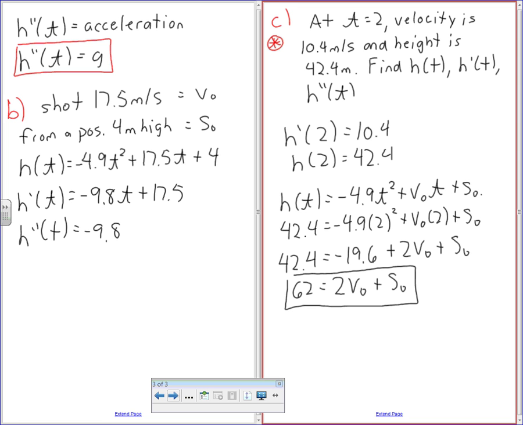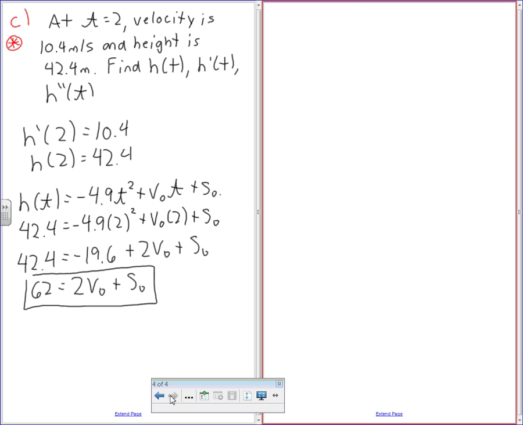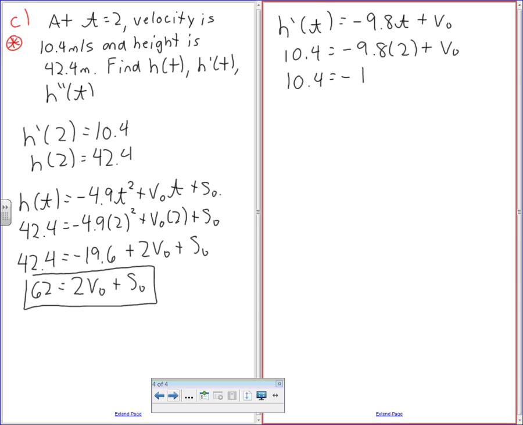Yeah, so I can do that one. It's 9.8. Okay, so for the same thing, for h prime of t, our derivative for this one was negative 9.8 t plus v naught. This is going to be then 10.4 equals negative 9.8 times 2 plus v naught. So 10.4 equals negative, what was that, 19.6, plus v naught.